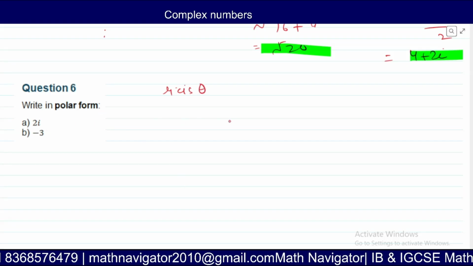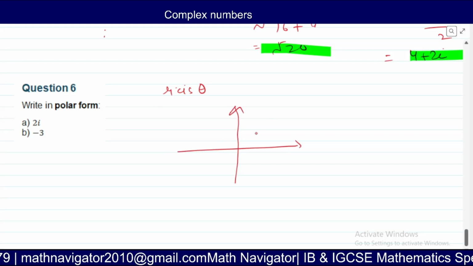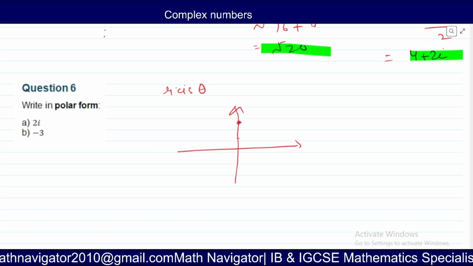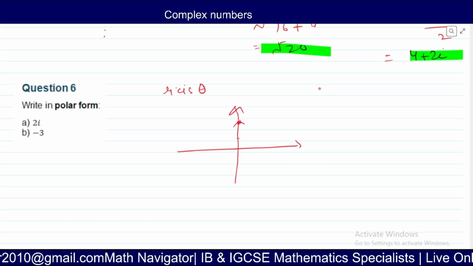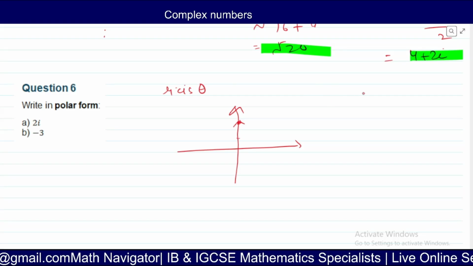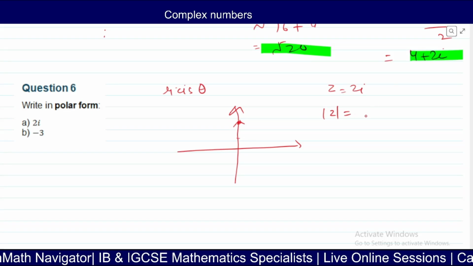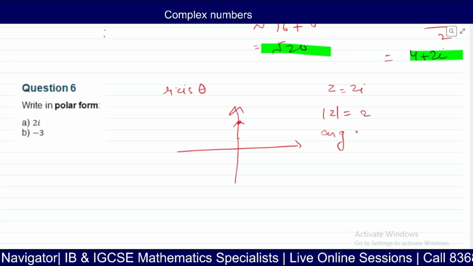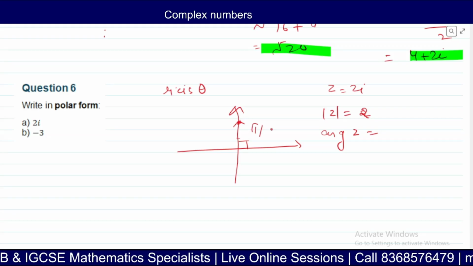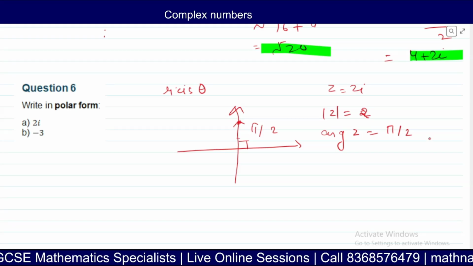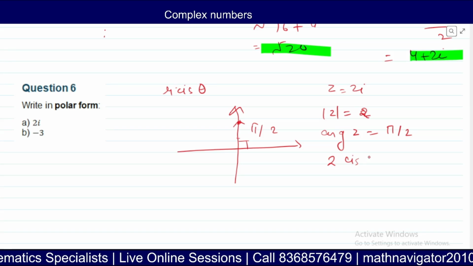So if I plot this, 2i will be somewhere here on the imaginary axis. So this is my number. So my magnitude of this is 2. Let's call it z is equal to 2i. So magnitude of z is equal to 2 and arg z is equal to this angle, which is pi by 2. So my answer in this form will be 2 cis pi by 2. Done.